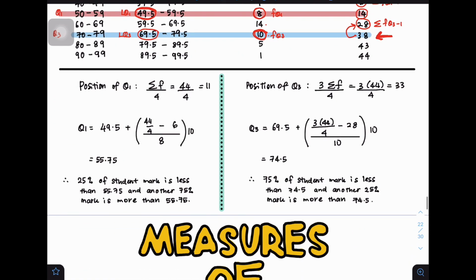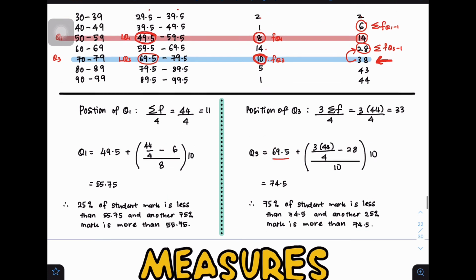Yang ni saya dah kira 69.5 ni adalah lower class boundary untuk upper quartile class, tambah dengan 44 ni adalah total frekuensi darab 3 bahagi 4. 28 ini adalah cumulative frequency before upper quartile class. 10 ini adalah frekuensi of upper quartile class darab dengan kelas size 10. So you will get the quartile 3, Q3. Okay, so now apa maksud Q1 dan Q3 ni?